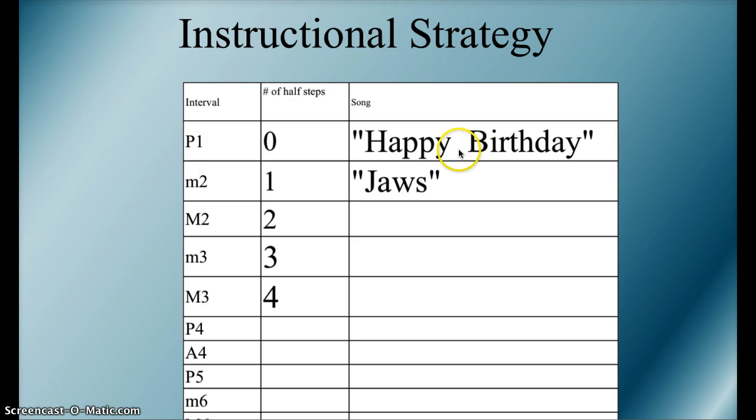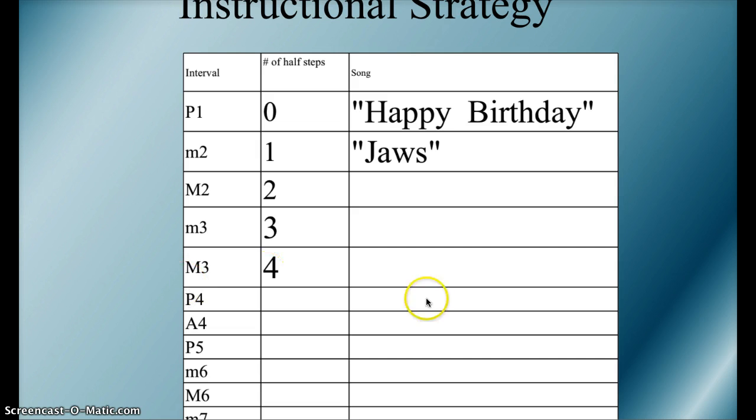Happy Birthday at the beginning, that's a perfect unison. Happy Birthday. And then minor second, how can you identify a minor second? Well, minor second sounds like the Jaws theme. So there are different songs that correlate with each of these intervals, and it helps the students identify what the intervals are. When I play it, then they can tell me what it is.